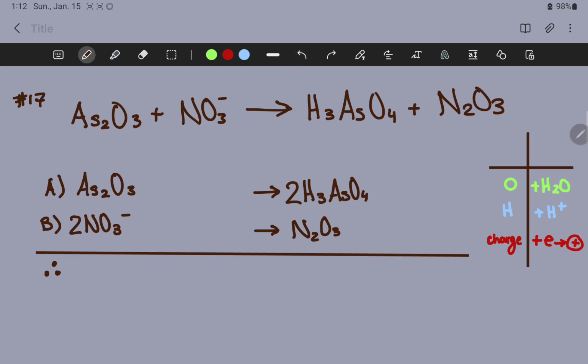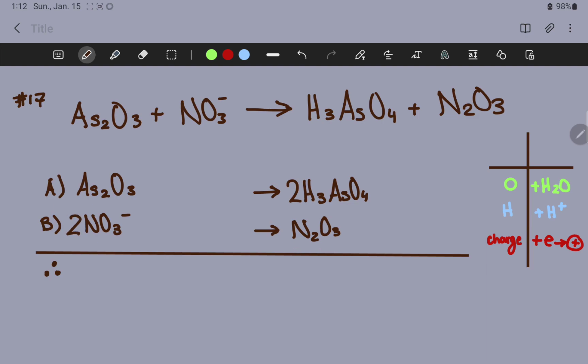So going ahead and putting into my half reactions, A and B, I'm going to go ahead and first balance my arsenics first. I see there's 2 here, so I'm going to put a 2 here to balance my arsenic, and I'm going to balance my nitrogen. There's 2 here, so I'm going to go ahead and balance it with a 2 over there.